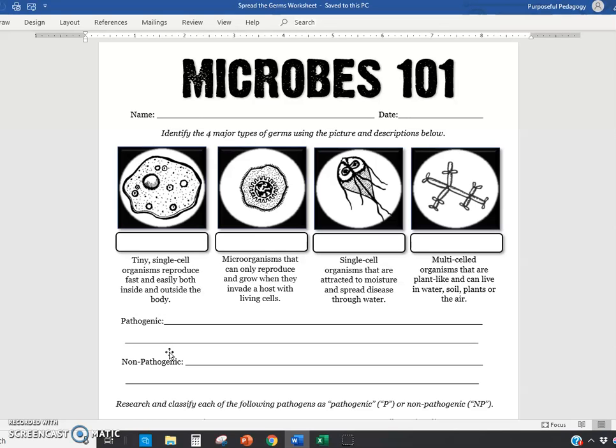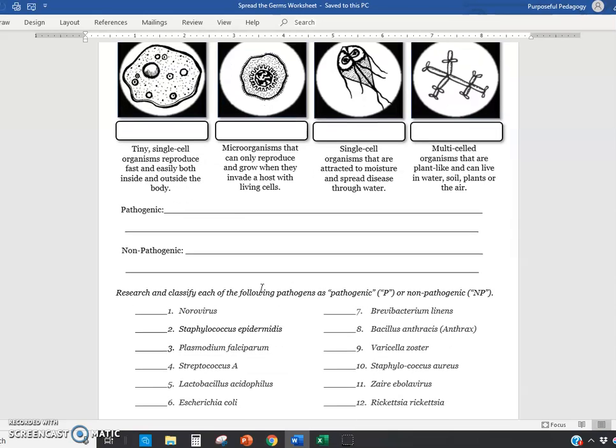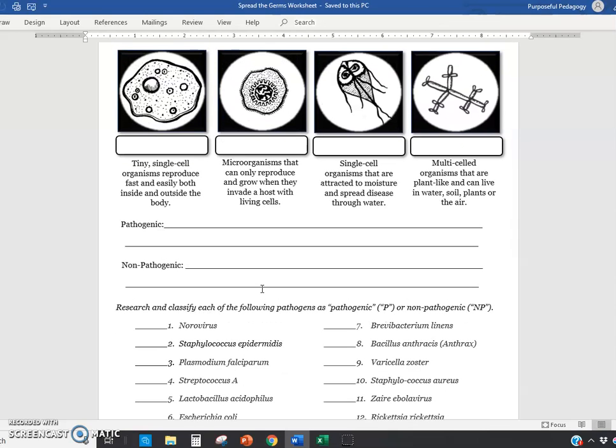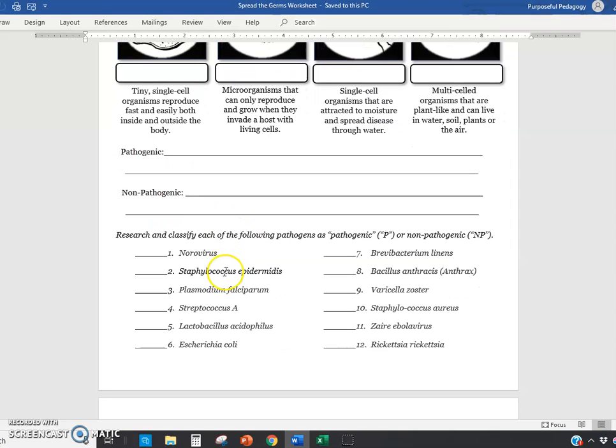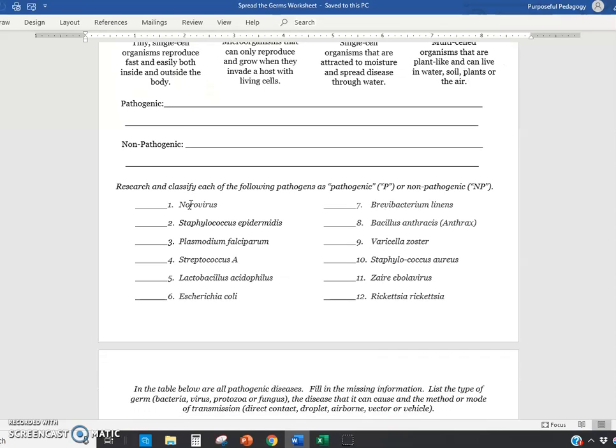So I want to go through the worksheet. Now the worksheet is totally optional. I created it for my students just to have something to build on for the game itself. So we just start with identifying the four major types of germs, just so they understand really what the term germ means. I was a little bit shocked that they really have no clue. And most importantly, what the difference is between pathogenic and non-pathogenic, because that's really the purpose of the game, is to go through that.